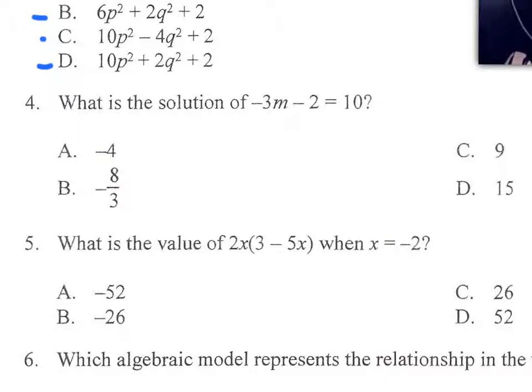Number 4, what is the solution to negative 3m minus 2 equals 10? So basically solve for m. Okay, solve for m. Do you get A, negative 4, B, negative 8 over 3, C, 9, or D, 15?